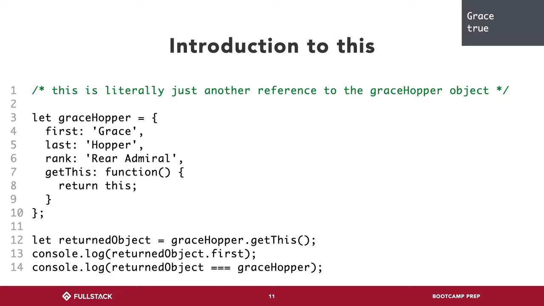Wait, so returnedObject is the whole object Grace Hopper, because get this is returning this, which is a reference to the entire object that it's in. Like in the method, the object that the method is in, not that this is in the method. Yeah, I was afraid for a second that we were comparing Grace to Grace Hopper. But yeah, I'm confused.